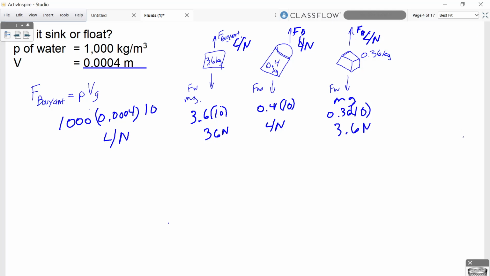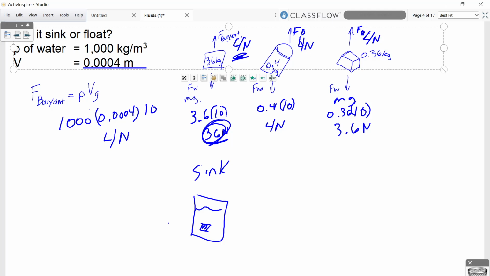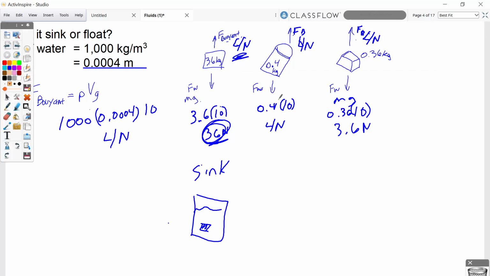Okay, so now what we're doing is we're going to compare this number with this number. Since this number is greater than this one, it's going to overcome the buoyant force. In other words, the object is going to sink down, because it's too heavy. These two numbers are the same. Since those two numbers are the same, our objects are actually going to stay in place.